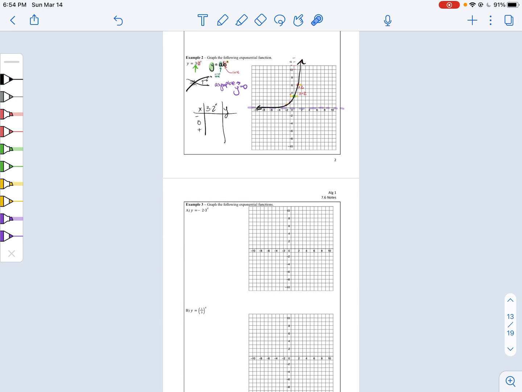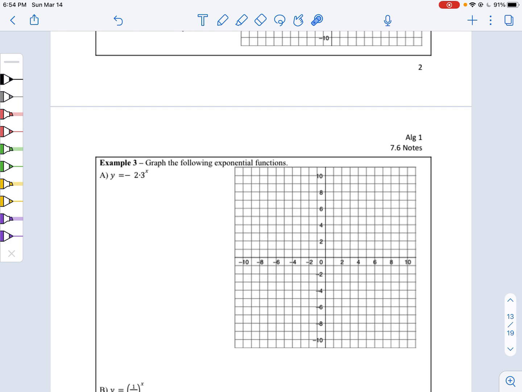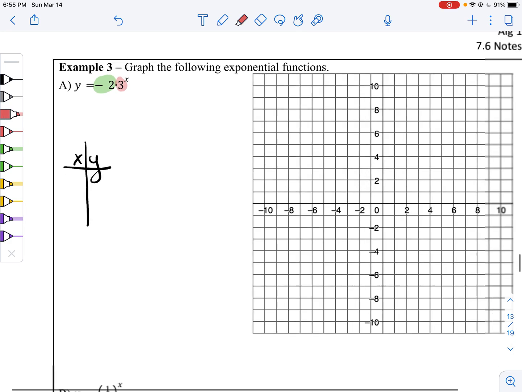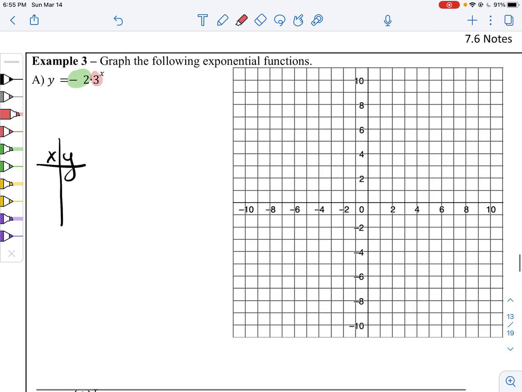Good deal? Now, like I said, you can always do an XY table. If you want to do an XY table, that's fine. In fact, do it and then check my work. Check that my points are right. But all we need to look at is our initial and our rate. That's it. So our initial value here is -2. So over 0, down 2. And then our rate is 3.